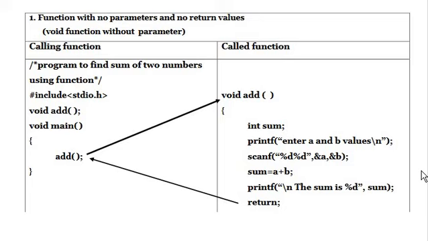What is the function name here? ADD. The statement before main is your declaration statement. Void ADD semicolon is your function declaration. It can be outside main or it can be inside main.